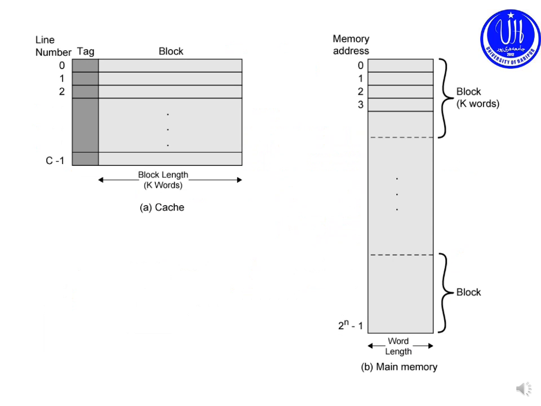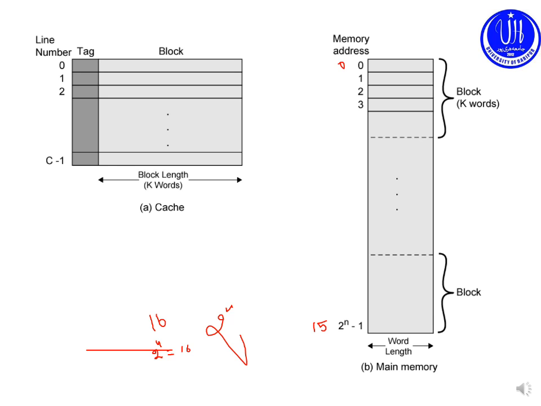Suppose we have the main memory with 2 raised to the power n words. Suppose this is 16, so 2 raised to the power 4 is equal to 16. So here n is 4. It starts from 0 to 2 raised to the power n minus 1, so in case of 16, it will start from 0 and reach 15.